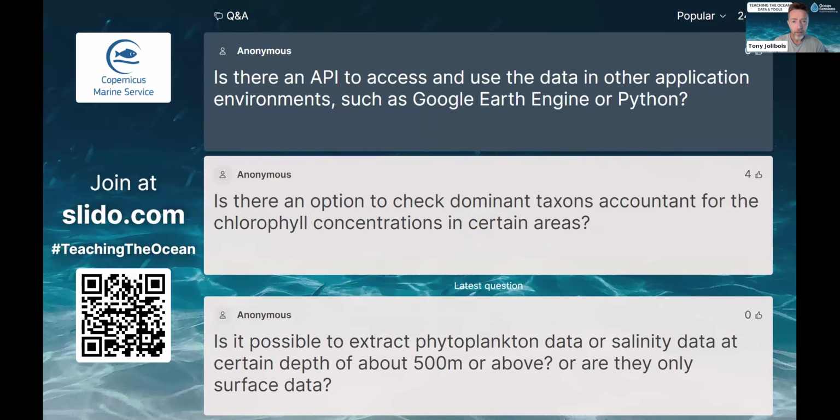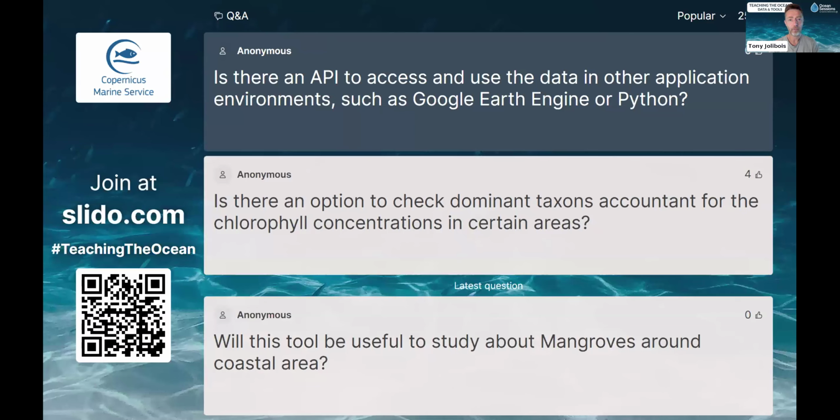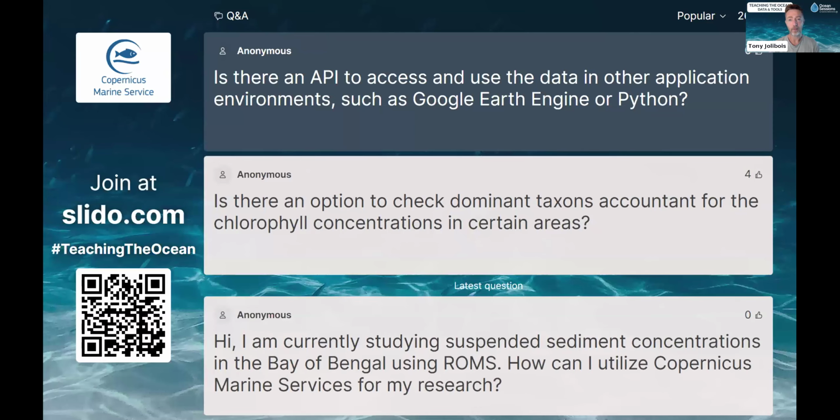There is an API, I mean, a tool to access and download the data in Python, which is the Copernicus Marine Toolbox. You can use it in command line or directly in Python code to select your data and download the data on the area of interest and also the temporal coverage and so on.